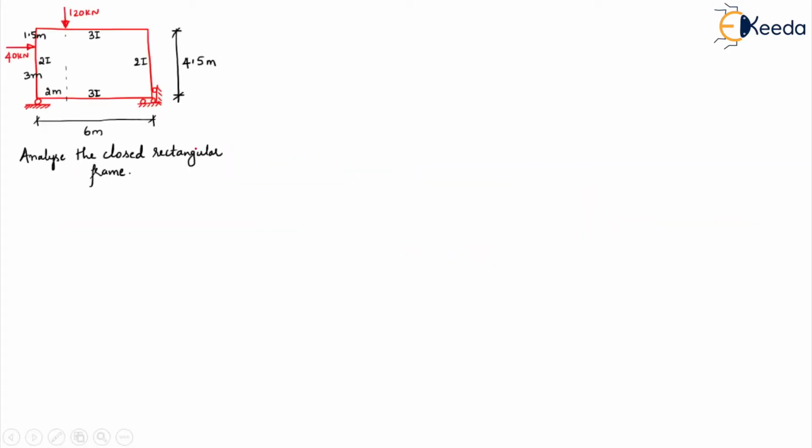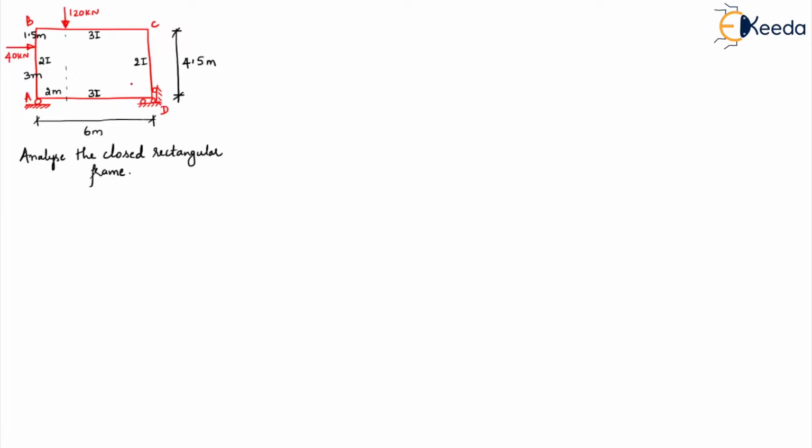Now, this is the problem given to us. It's a rectangular closed frame. The length is 6 meters, the height is 4.5 meters, and the loading conditions are like this, as you can see. Let us name this as A, B, C, and D. If you observe, this closed frame is an indeterminate structure, so we have to convert it into a determinate structure.